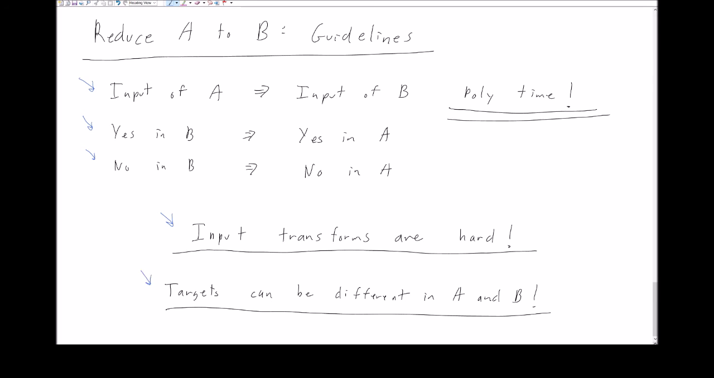And we shouldn't get too caught up in targets. The decision problems all have targets, but the targets might map to different things in the different problems. Finally, we have to be sure that we actually map yes instances to yes and no instances to no. We should verify this by proving it to ourselves every time we do a reduction.